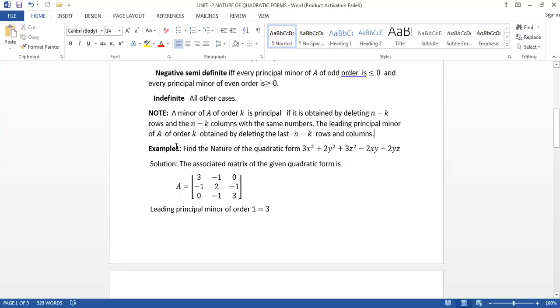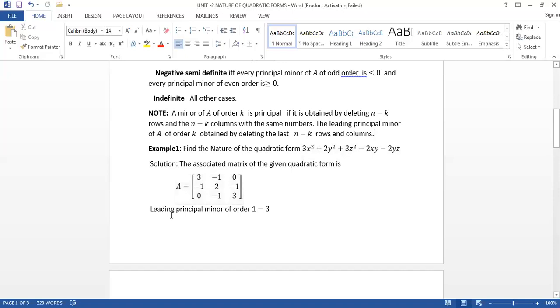Now we find the nature. In example 1, find the nature of the quadratic form 3x square plus 2y square plus 3z square minus 2xy minus 2yz. This is our given quadratic form, a quadratic form in 3 variables x, y, and z. So first we write the associated matrix. You know how to write the associated matrix. The associated matrix of the given quadratic form is A equal to [3, -1, 0; -1, 2, -1; 0, -1, 3].